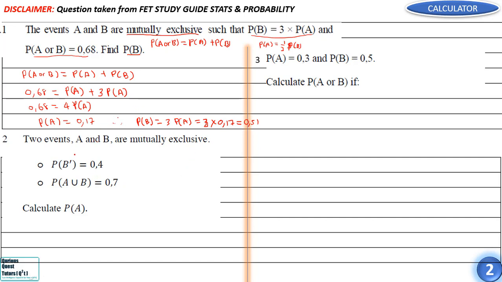Now, before we run out of time, let me try to go through the second problem in this video. We are given two other events, A and B, that are mutually exclusive.